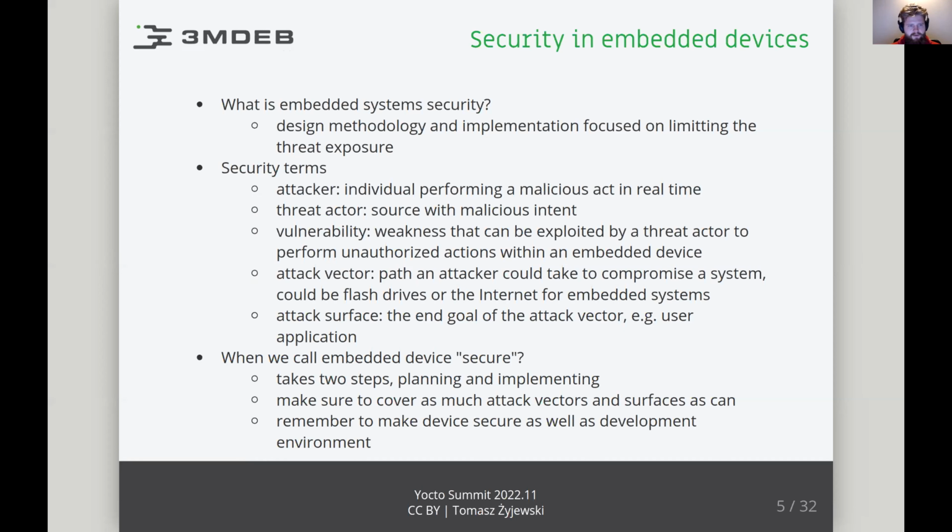So, a couple of security terms. Terminology. The attacker is an individual who is performing a malicious act in real time. A threat actor is a source, which could be software or a person, with malicious intent. Next, we have the vulnerability, which we can call a weakness that will be exploited by the threat actor to perform a dangerous act with our operating system or program.